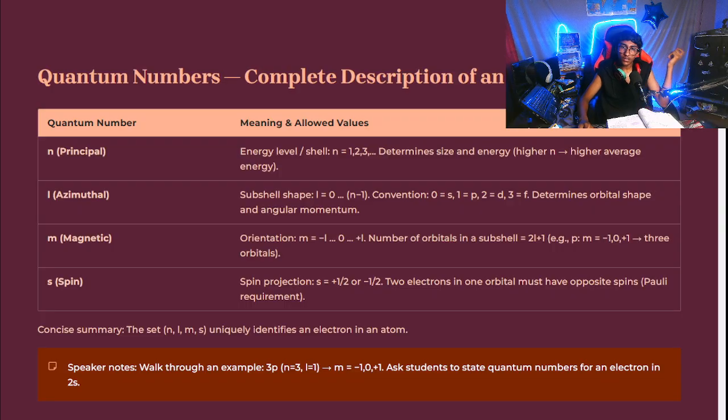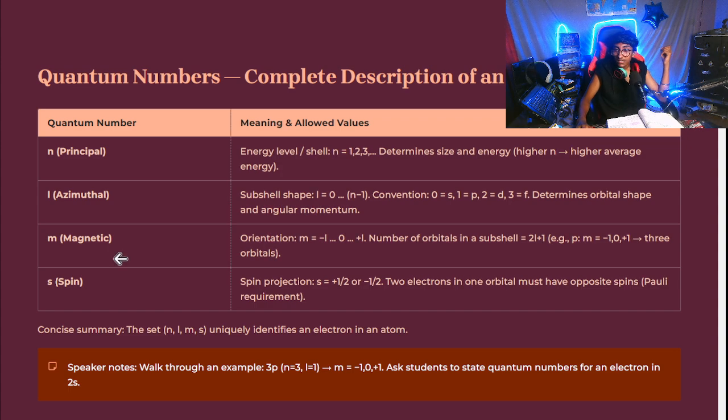Scientists wanted a way to describe an electron completely: its energy, where it's located, the shape of the region it is occupying, its orientation, and even the direction in which it spins. To do this, they introduced quantum numbers. You can think of quantum numbers as a complete address of an electron. Just as your home address tells you exactly where you live, quantum numbers tell us exactly how to identify an electron inside an atom. There are four quantum numbers, and each one provides a different piece of information.